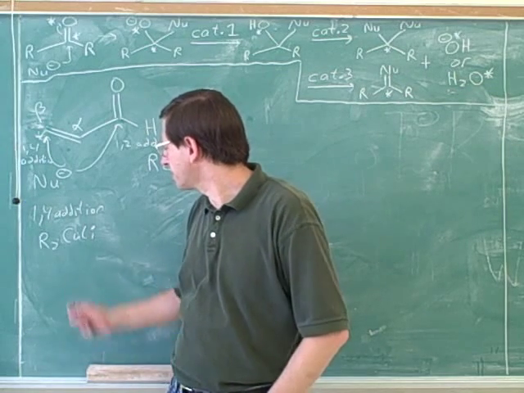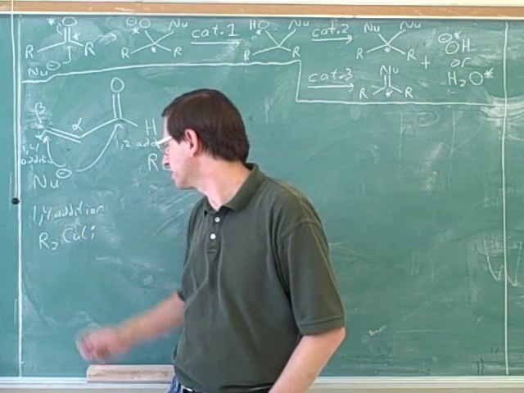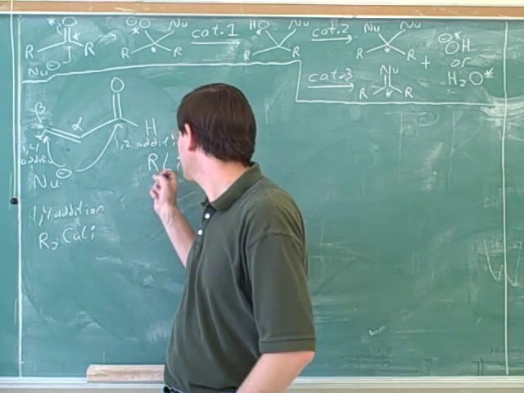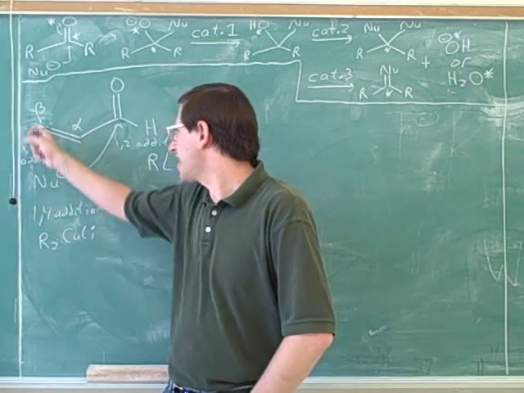I think sometimes these are also called Gilman reagents, but I don't know if the book uses that term. All right, Gilman reagents or organocuprates. So organolithiums do attack at the carbonyl carbon. Gilman reagents, organocuprates, attack at the beta carbon.